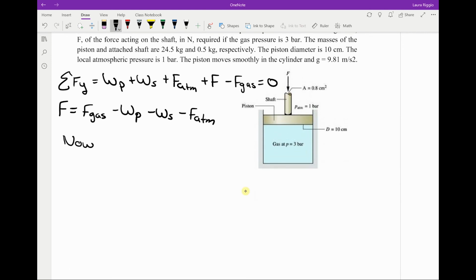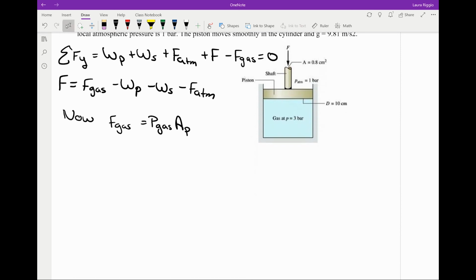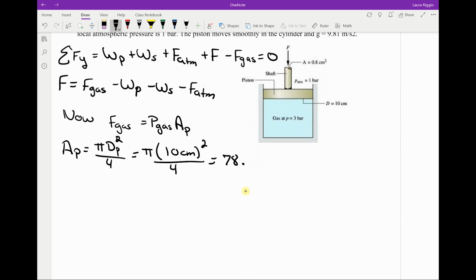Now, F gas is my pressure of my gas times the area of the piston. It's the area on which the pressure is acting. Now, the area of my piston is pi times the diameter of my piston squared over 4, which is pi times 10 centimeters squared over 4, which is 78.54 centimeters squared.